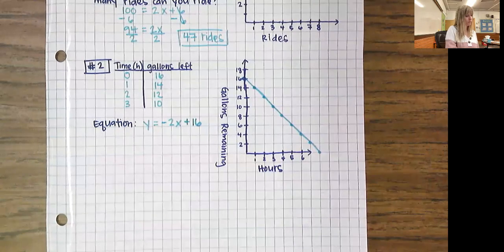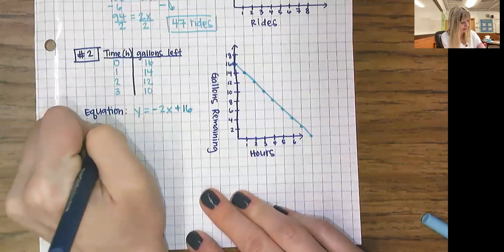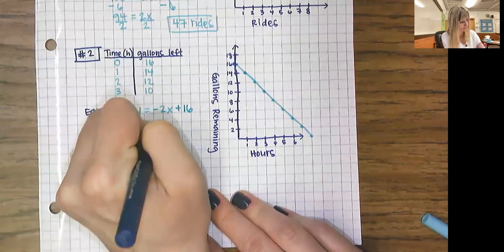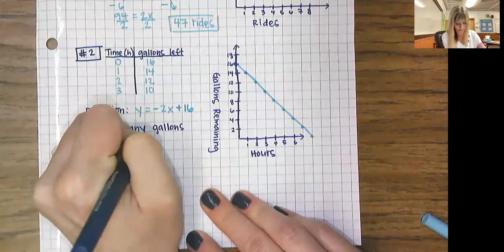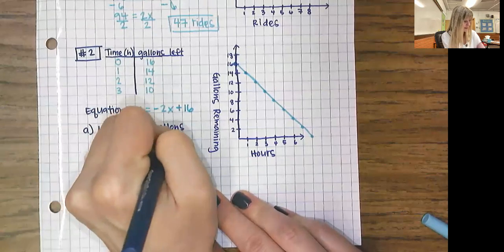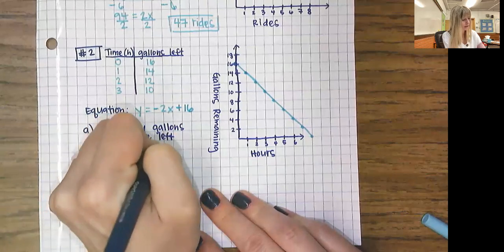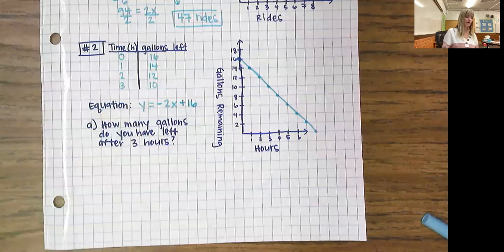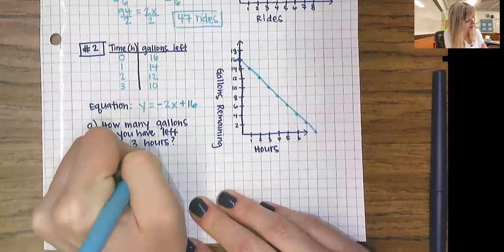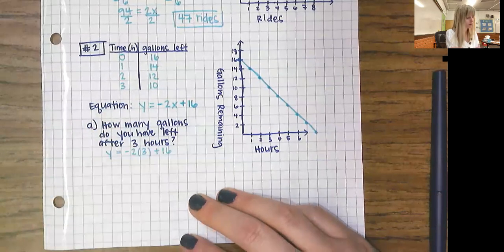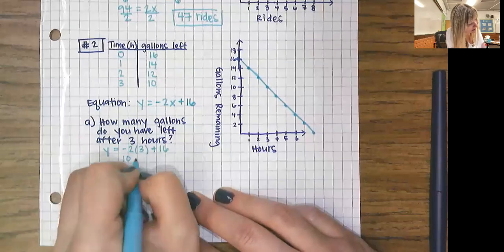Okay, and now I'm going to ask you a couple questions about this. Part A, how many gallons do you have left after 3 hours? Well, let's go ahead and use our equation just like we did before. If I give you hours, hours is on the x-axis. Y equals negative 2 times 3 plus 16. Negative 2 times 3 is negative 6 plus 16 is 10 gallons.